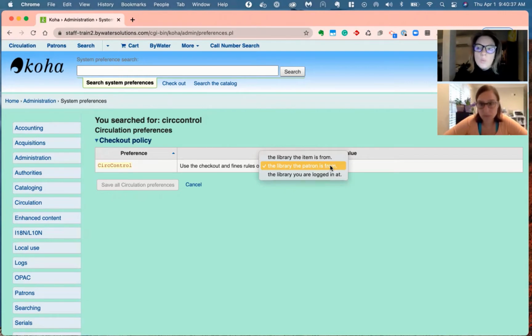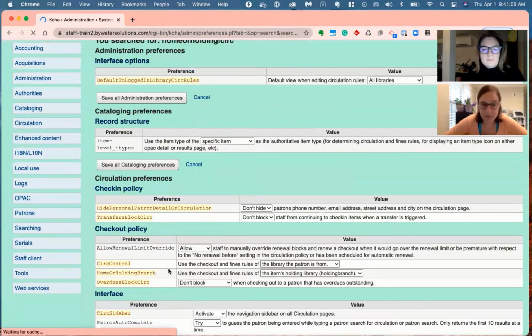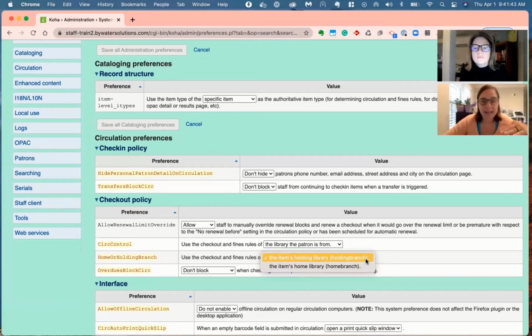So it's following where that item is from, and then we have a secondary system preference that comes into play for that because an item could have a home branch and a holding branch. So this is where it gets a little more difficult. This is where we're going to bring that second system preference into play, and that one is home or holding. So if you decide to set your circ control to the library the item is from, it's going to look at this system preference, home or holding branch, and ask: use the checkout and fine rules of the item's holding branch or home branch.